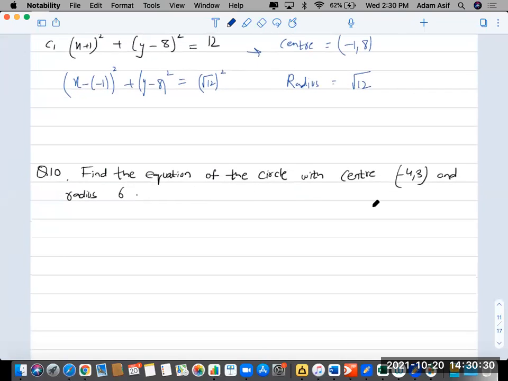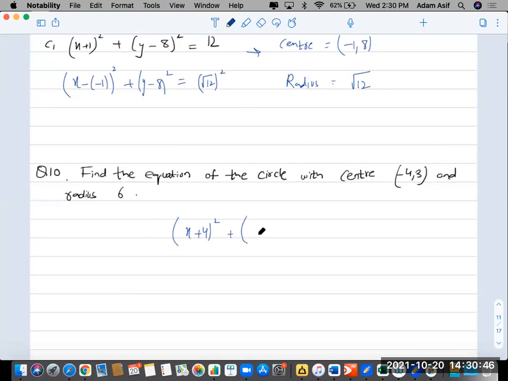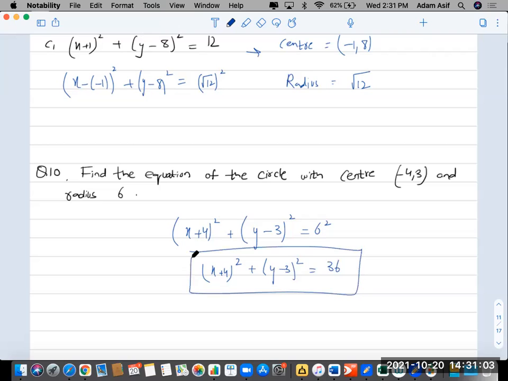Now find the equation of a circle with center minus 4, 3 and the radius 6. What's the equation going to be? X plus 4 the whole thing square plus y minus 3 the whole thing square equals to 36. 6 square. ठीक है? So x plus 4 the whole thing square plus y minus 3 the whole thing square equals to 36. That's the equation they have asked.